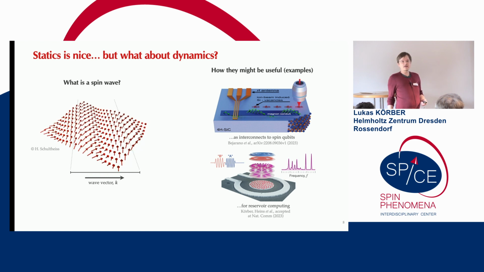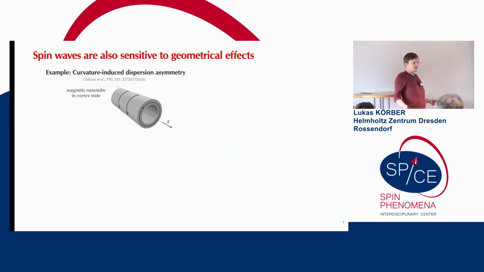Being magnetic excitations, of course, spin waves are also sensitive to curvature. For example, in 2016, it was first shown in a numerical and semi-analytical study that curvature can lead to an asymmetric spin wave dispersion in magnetic nanotubes with a very thin shell in the vortex state. In the vortex state, the magnetization is just aligned along the circumference of the tube here.